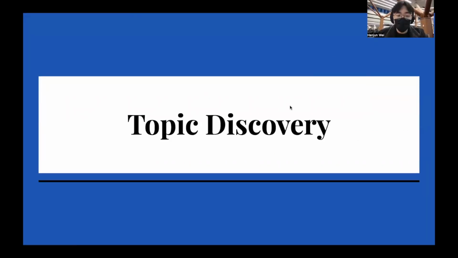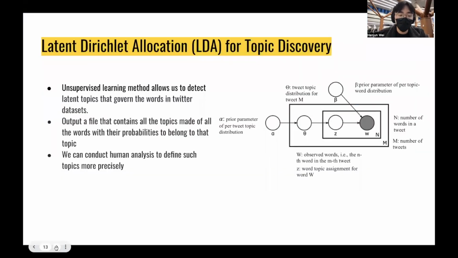In this part, we will be using the LDA model to gain a deeper understanding of the Ukraine-Russia war Twitter dataset. LDA is an unsupervised method that allows us to detect latent topics that govern words in text. In other words, by using LDA, we can find some natural groups of items, even when we're not sure what we are looking for. The general structure of LDA is shown here. With the pre-processed dataset as the input, our LDA model will eventually output a file that contains all the topics, made of all the words with the probability of belonging to that topic. And now let's have a look at the visualization.